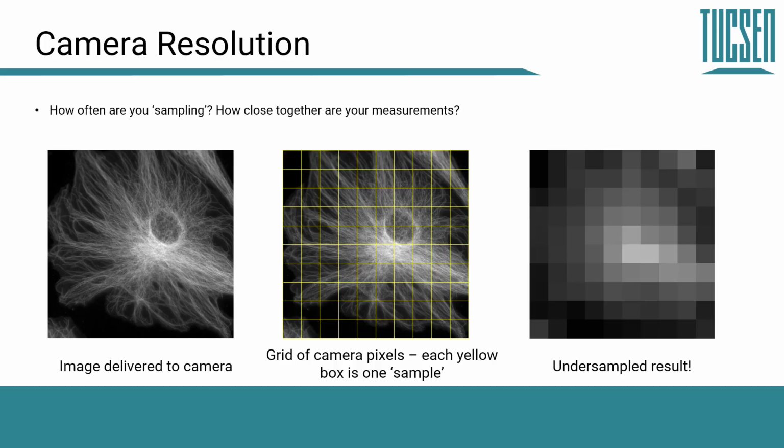In this case, we have undersampled our results. If this on the left was our image delivered to the camera, and this was the size of our pixels, then you can see on the right, we're pretty pixelated. We're not seeing much of what's going on in this case because we are undersampling. We're not sampling often enough. We're not measuring often enough to really see what's going on.